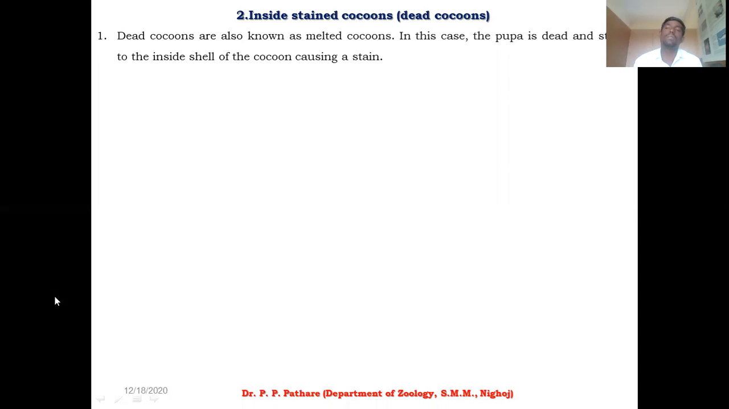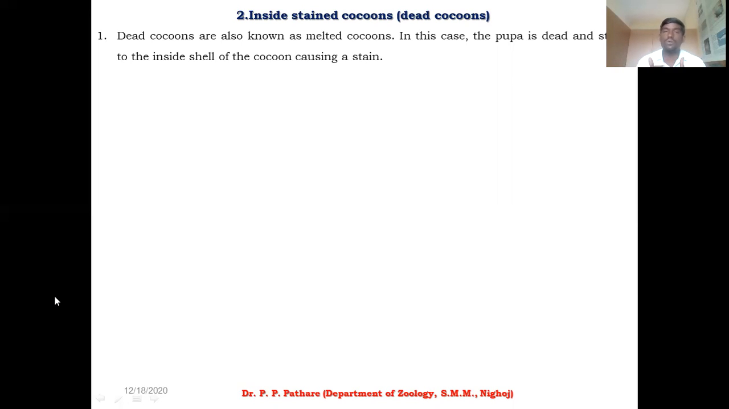After the spinning, immediately the silk pupa will die inside the cocoon. Such a cocoon is called inside stain cocoon, because the body of the silkworm or pupa is organic matter. It has some proper color. After the death of the pupa, it can release some body fluid. Such body fluid stains or gives color inside the cocoon cell.